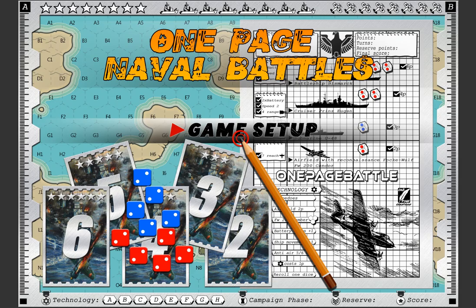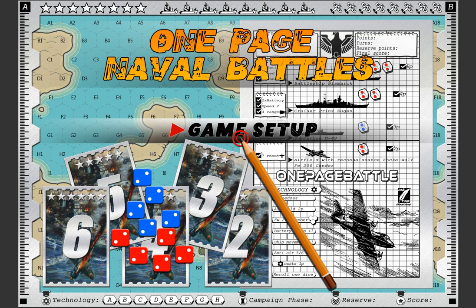So let's begin. Game setup. Game preparation. Each player will use their own printed copy of the map. You can see the map here on the image. Each player begins the game with a hand of 5 action cards.